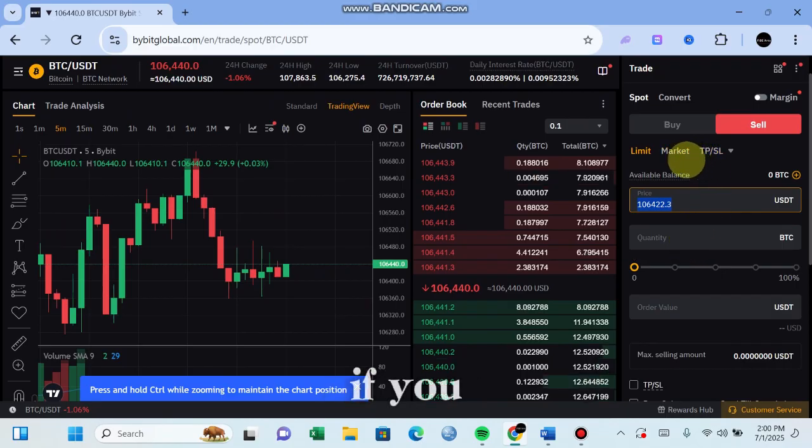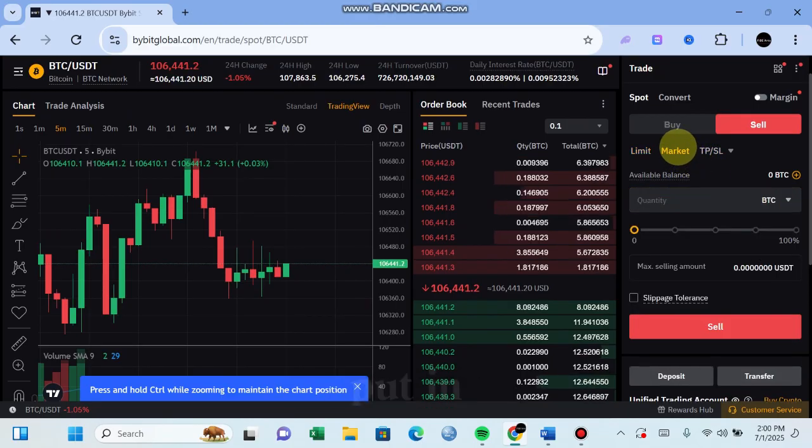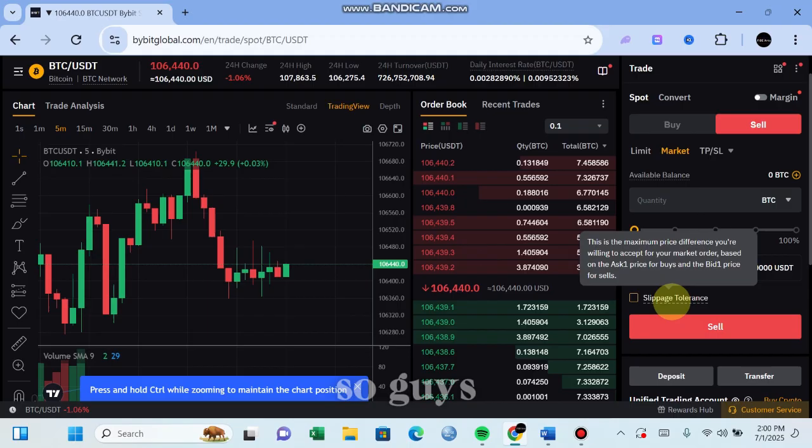And also, if you want to buy at the coin's market price, you can put in market price and you can say so. So, guys, this is all for spot trading. If you have any questions, ask me in the comment section.